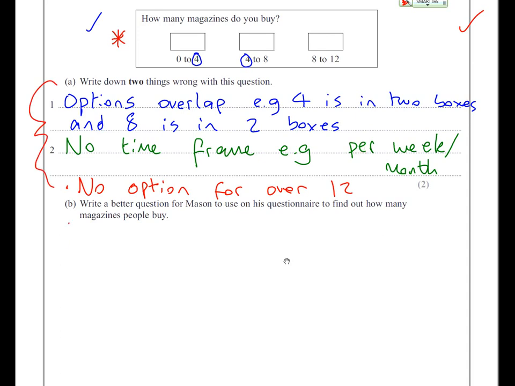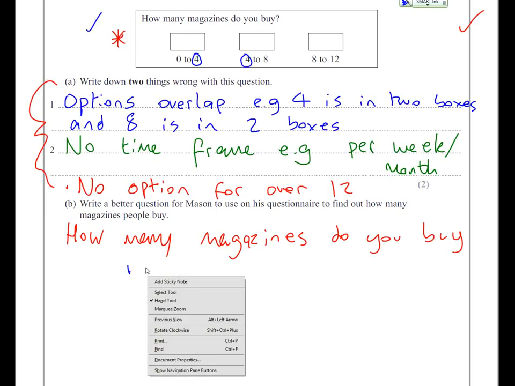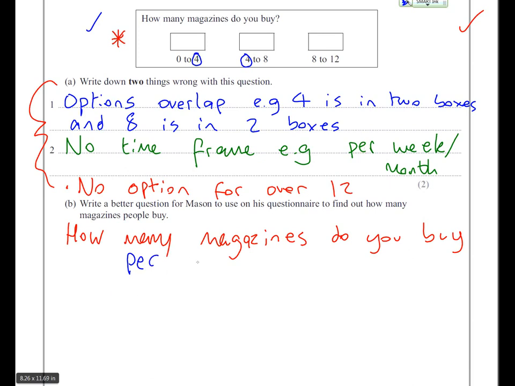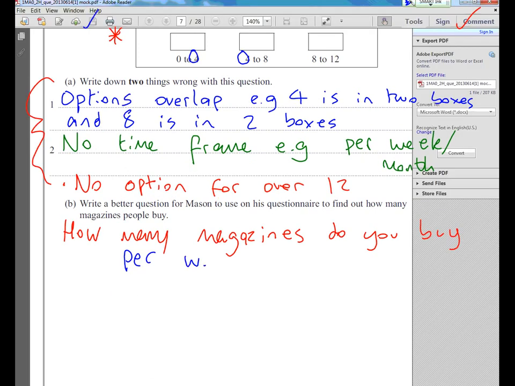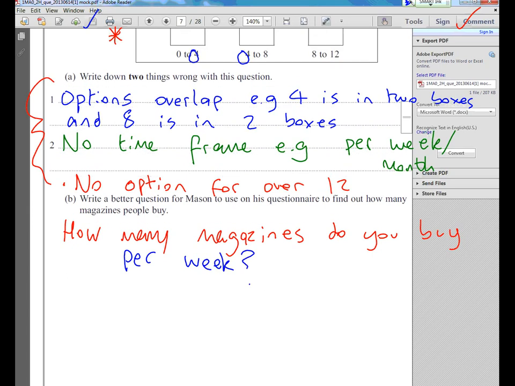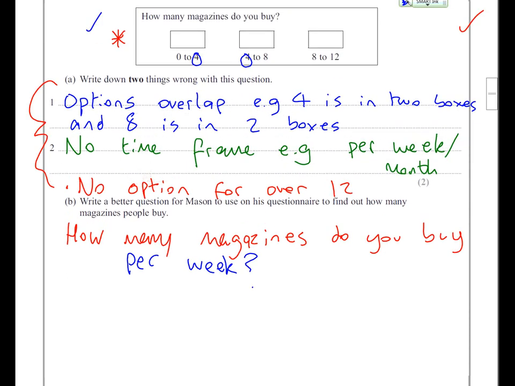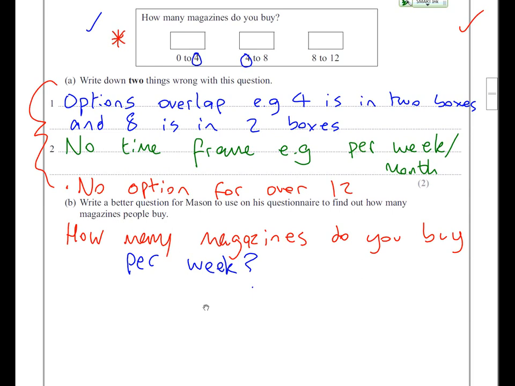So, how we're going to add our bit on now of per week. Sorry about that. I don't know what just happened there. Oh, I know. It's exited the full screen mode. Okay. Per week. And we need to give options.